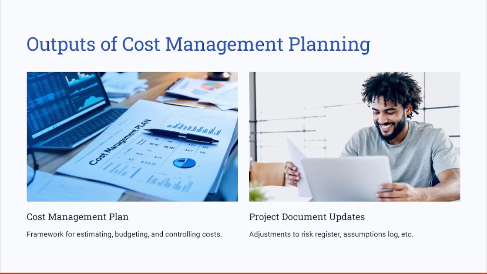The key outputs here are the cost management plan and project document updates. The cost management plan is the primary output of the cost management planning process. It provides a roadmap for managing the financial resources throughout the project lifecycle. Additionally, project documents like the risk register may require updates based on the cost considerations.